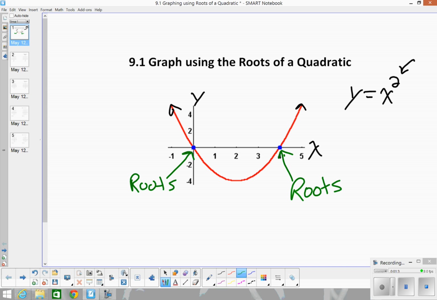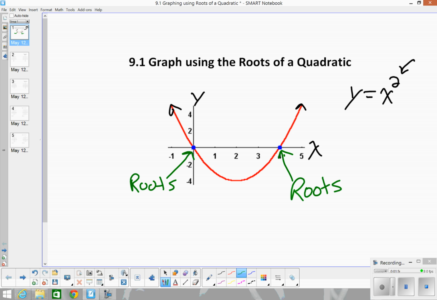Now, there's other words that you might hear those points be referred to. I will be calling them roots, but they could be called zeros. They could be called x-intercepts and things of that nature. But I am going to mostly call them roots or zeros, and you'll figure out why I call them zeros in the next slide.